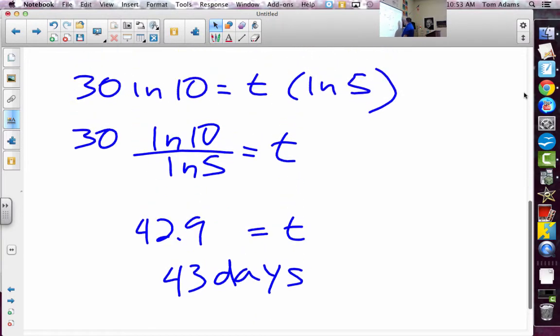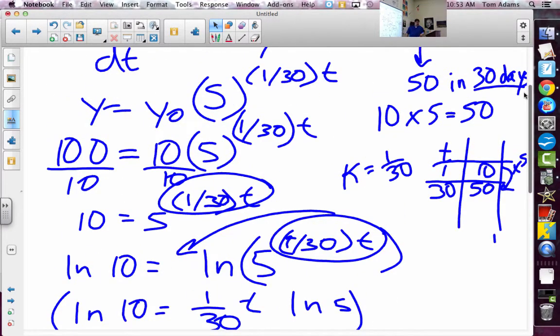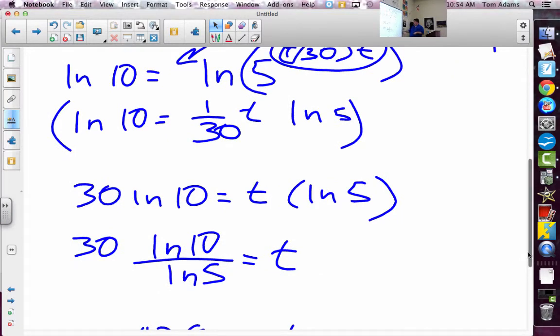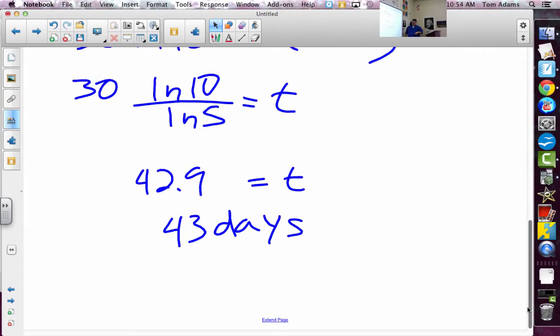So just to recap what we did, the textbook says there's some bees, and at the beginning of the summer, there were 10 bees. After 30 days, there were 50. How long will it be before you get 100? Well, it will actually be about 43 days after the beginning of summer, and then the population will reach 100.